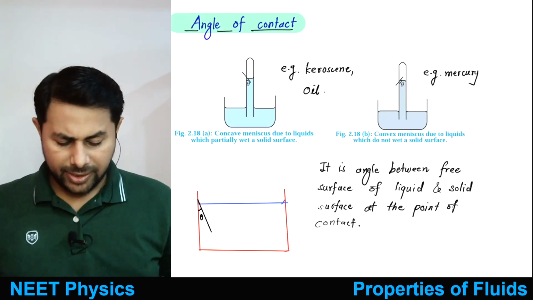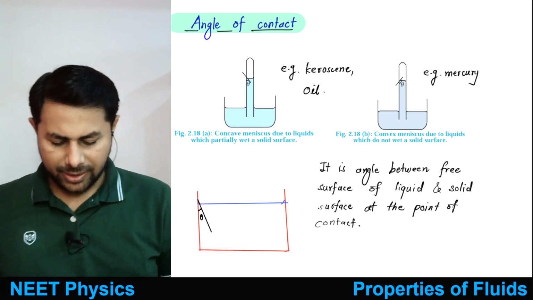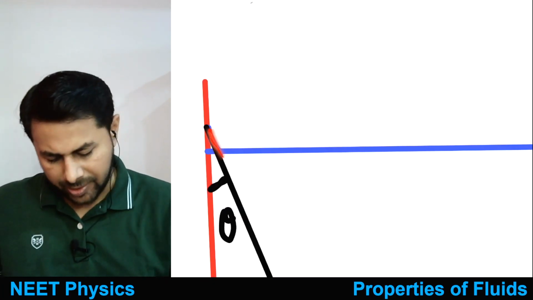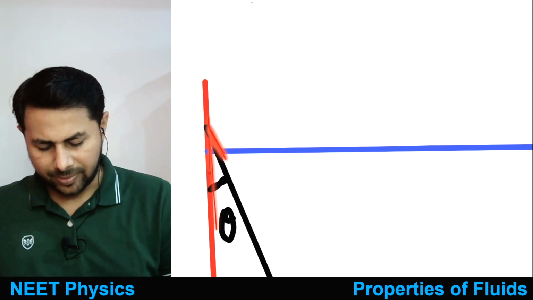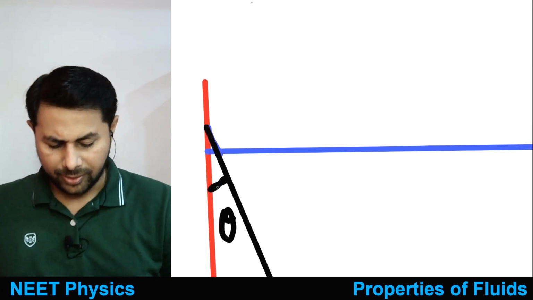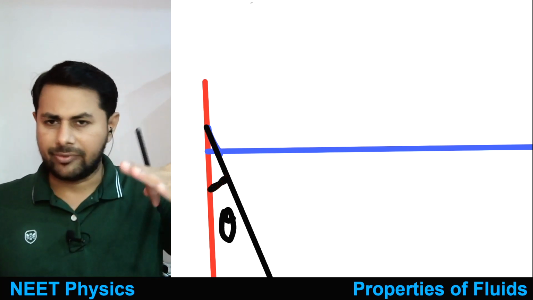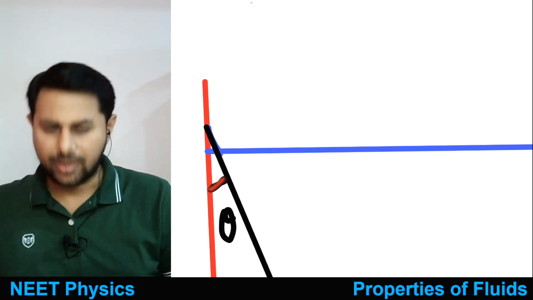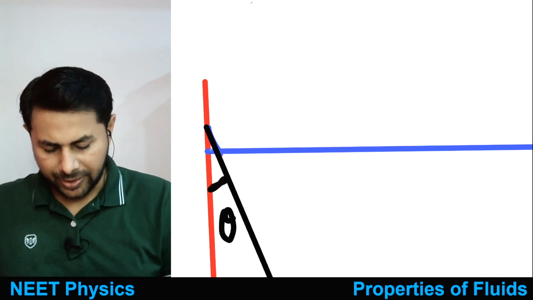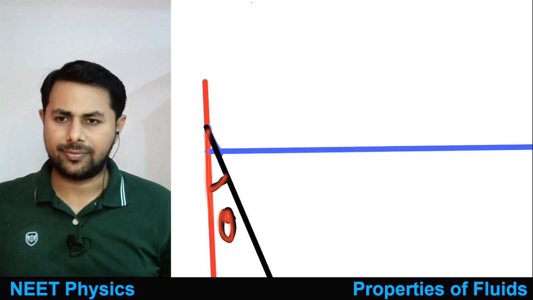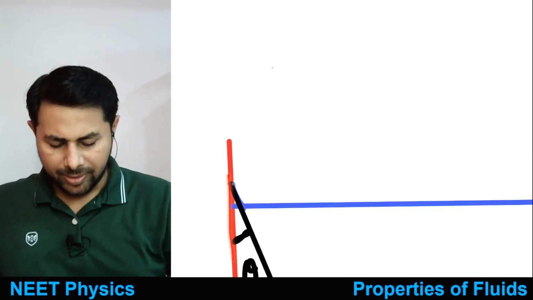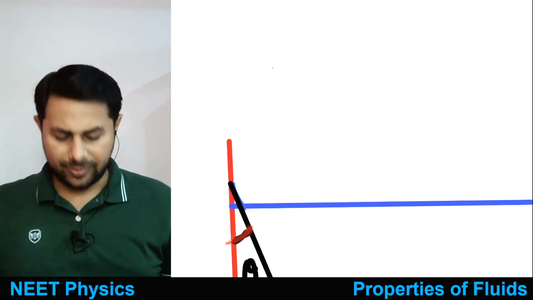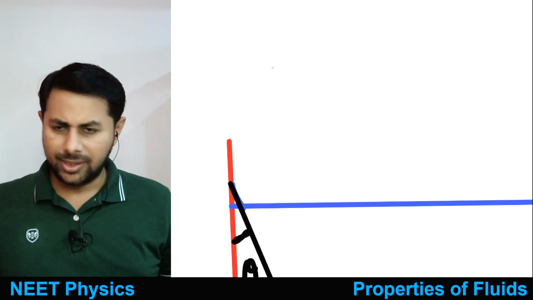So what is the angle of contact? The angle of contact is the angle between the free surface of liquid, can you see this free surface of liquid, and the solid surface at the point of contact, measured inside the liquid. So from the surface of solid, measured inside the liquid, this is known as the angle of contact. So the angle between the solid surface and the free surface of liquid, measured inside the liquid. Is this clear?